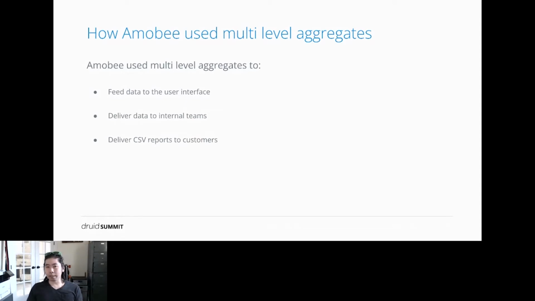We also deliver data to internal teams which have their own internal SLAs to then display to the customer or feed to the customer. And we do have a use case where the SLA is not as stringent, which is to deliver our offline reports to customers.